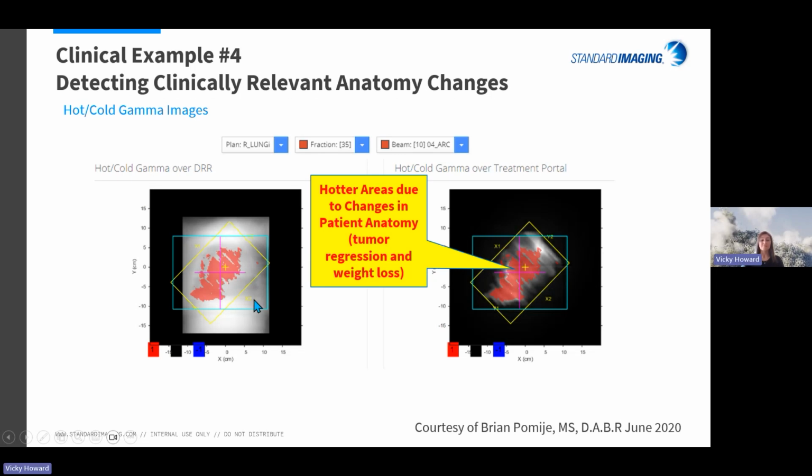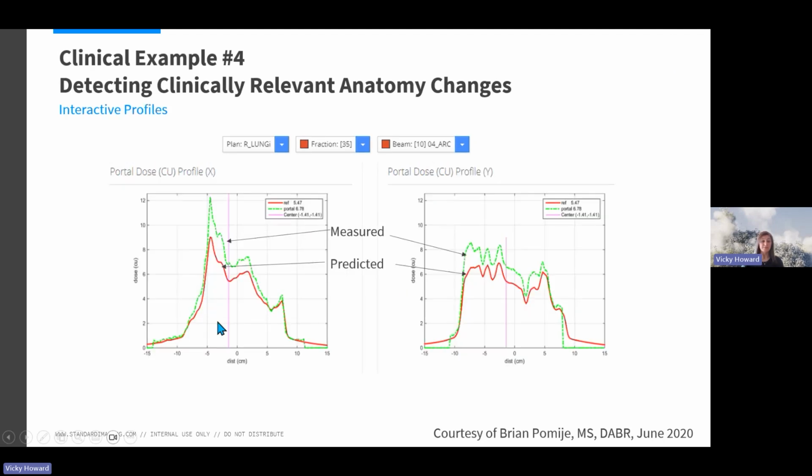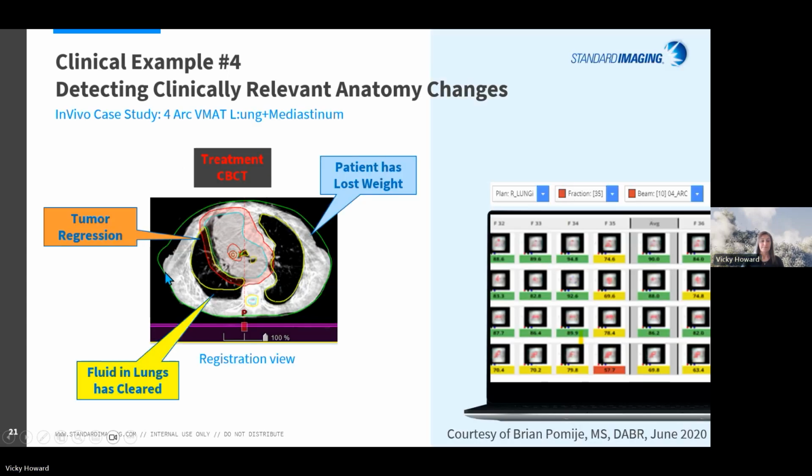This is a shot of one of the failing DRRs. It's a hot-cold gamma over the DRR, and you can see there are areas that are hotter, and this ended up being due to changes in patient anatomy, tumor regression, and weight loss, and I'll show you here. Again, looking at the profiles, you can see that the predicted is less than the measured. So what this is telling us is that more radiation is exiting through the patient and not being deposited where we want it to in the patient itself.